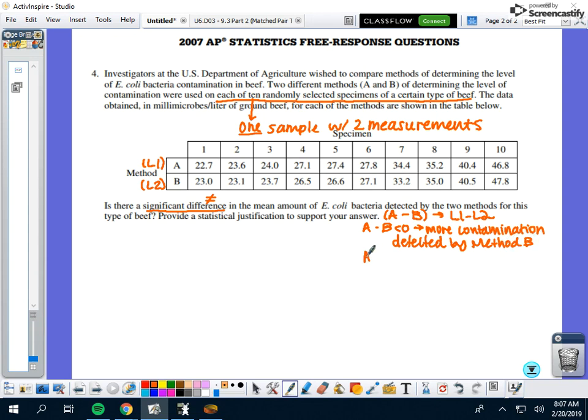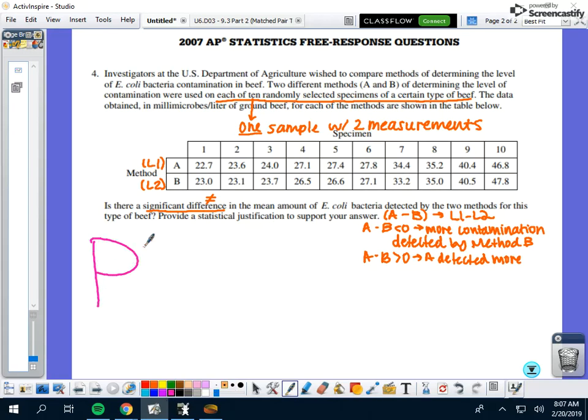And then on the flip side, if A minus B is a positive number, then A detected more. Okay, I just wanted to write that off to the side so you'll understand what all the numbers mean. Now let's get going on A test.